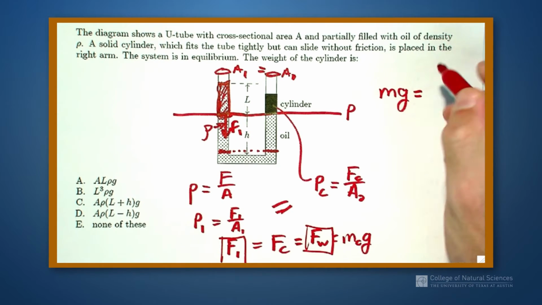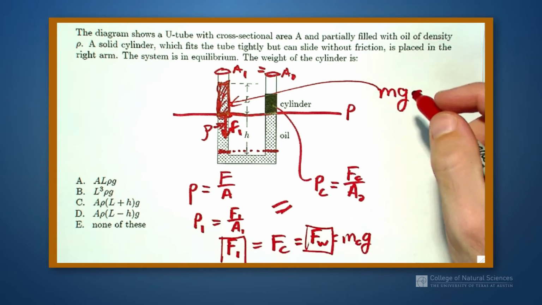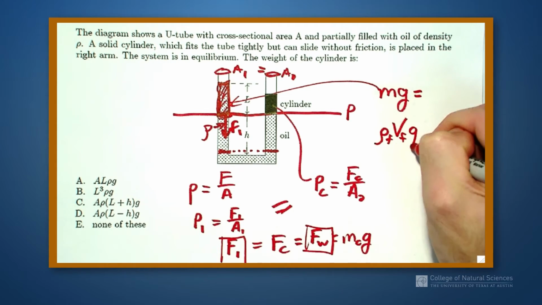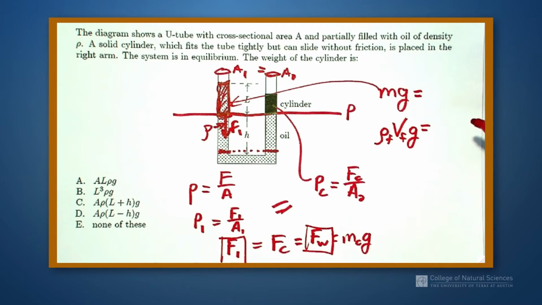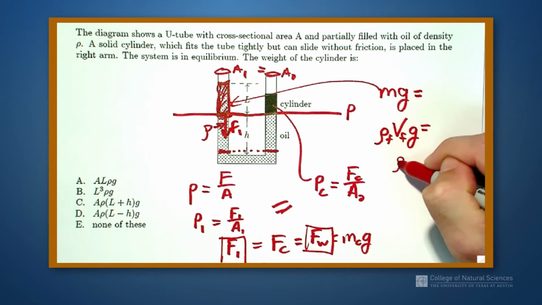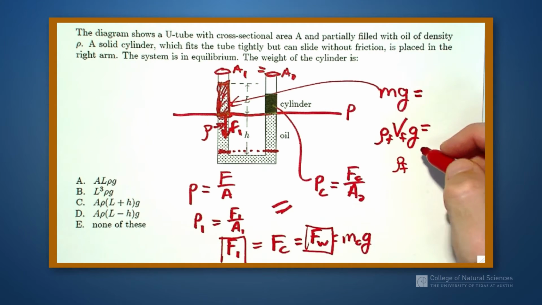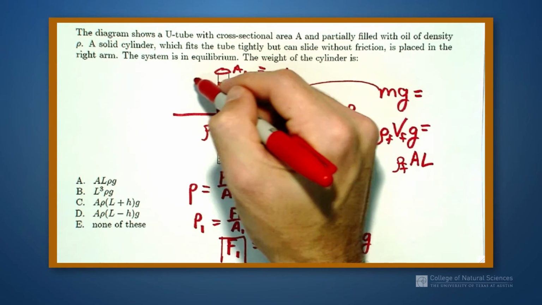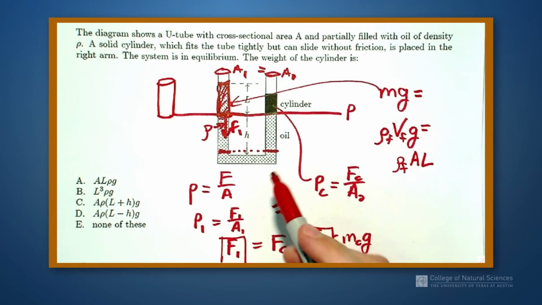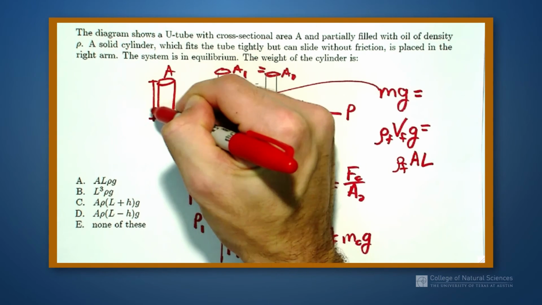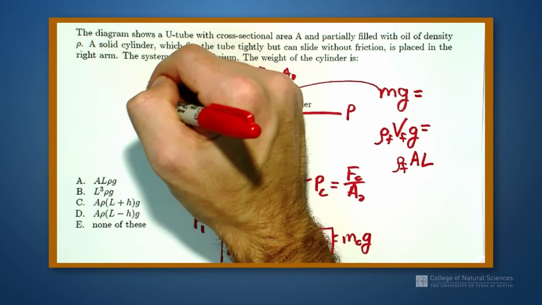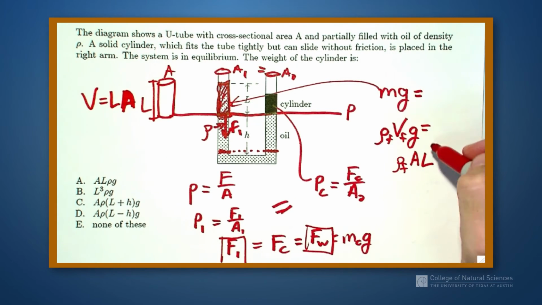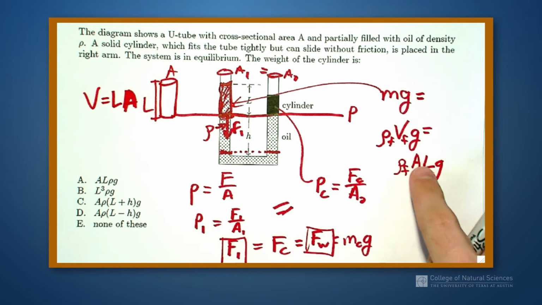And I know that the mass of that object over there can be rewritten as the density of the fluid times the volume of the fluid times G. Which, if I rewrite this, is going to be equal to the density of the fluid and the volume that I get, which is the cross-sectional area times the height, right? I'm just looking at this little cylinder right there. It's got an area and some height L. So its total volume is equal to L times A.